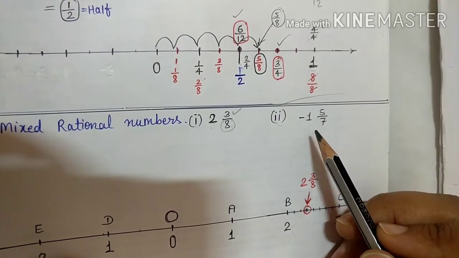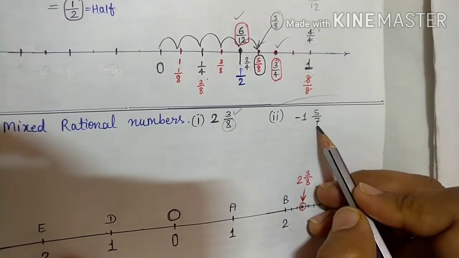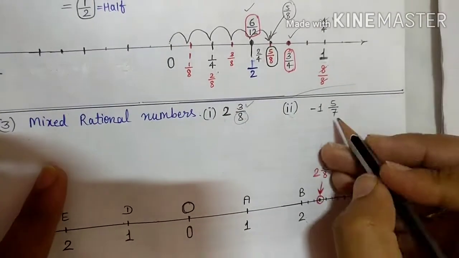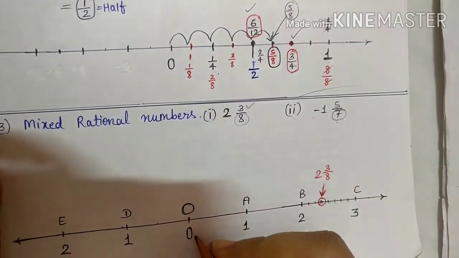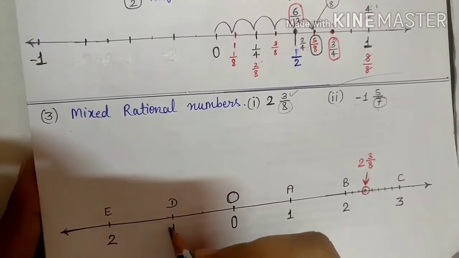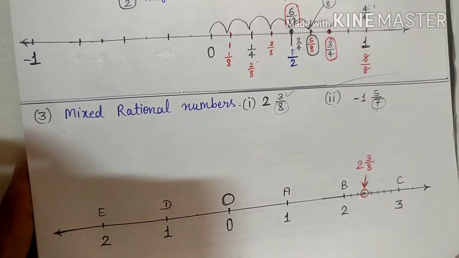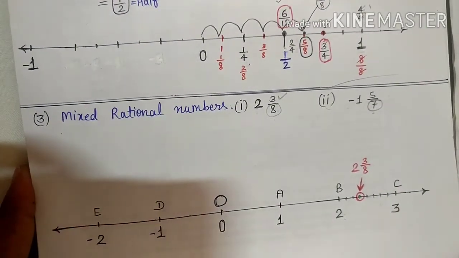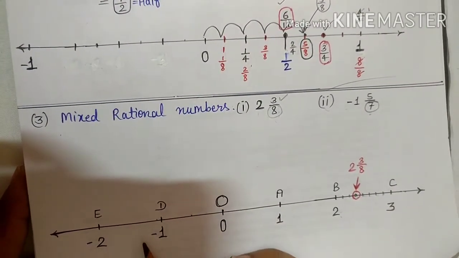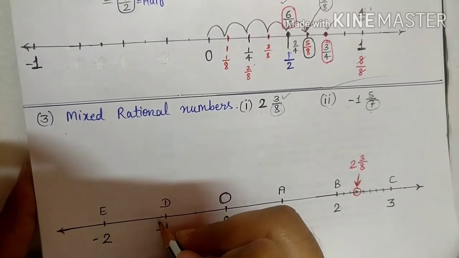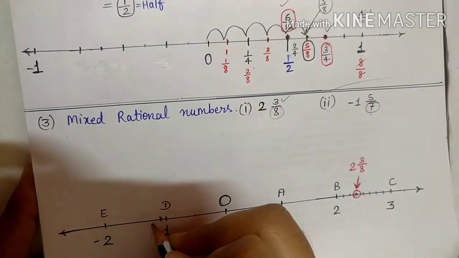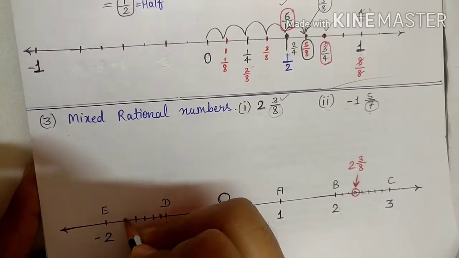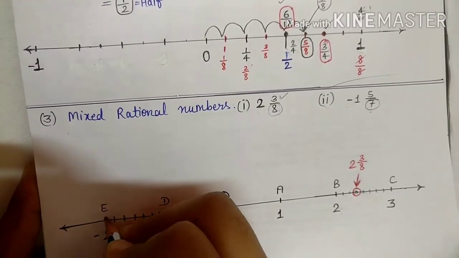Now what is the next step? We have to focus on the denominator. What is the denominator here? The denominator is 7. So it means we have to divide the gap between -1 and -2 into 7 equal parts. 1, 2, 3, 4, 5, 6, and this is the 7th.